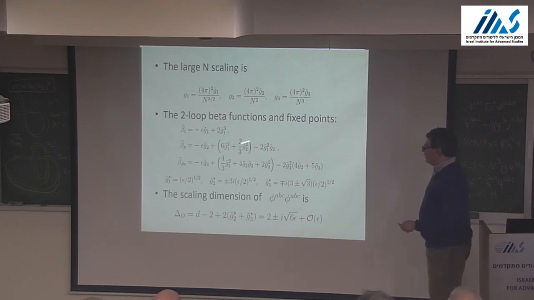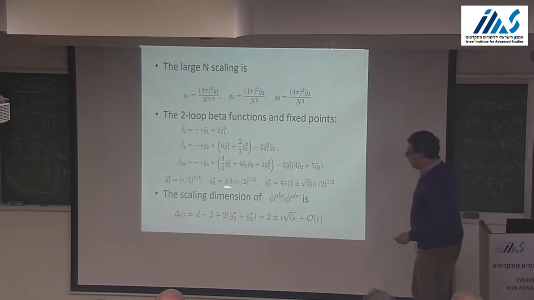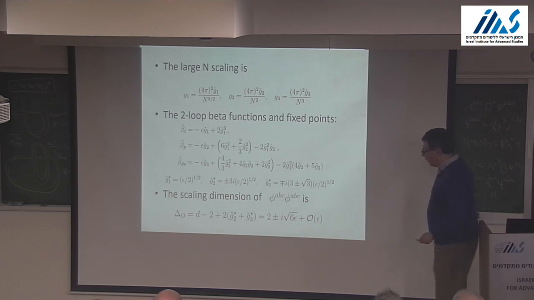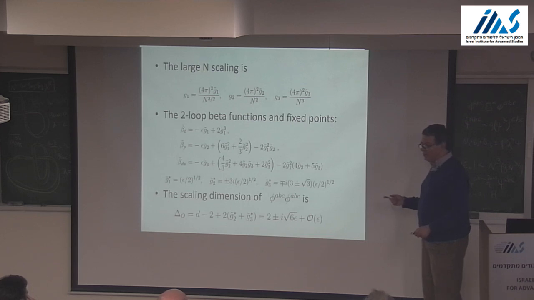But this explains why the complex dimension appears, in the language of phi-4 Feynman diagrams, because it turns out that while G1 is real, G2 and G3 are both complex. And this is just the dimension of phi^ABC. You see that G2 star and G3 star do come in, and you get this plus or minus i square root epsilon also. And this is exactly what the solution is.